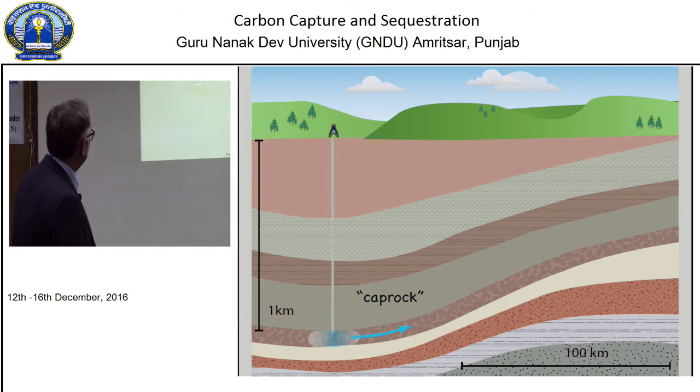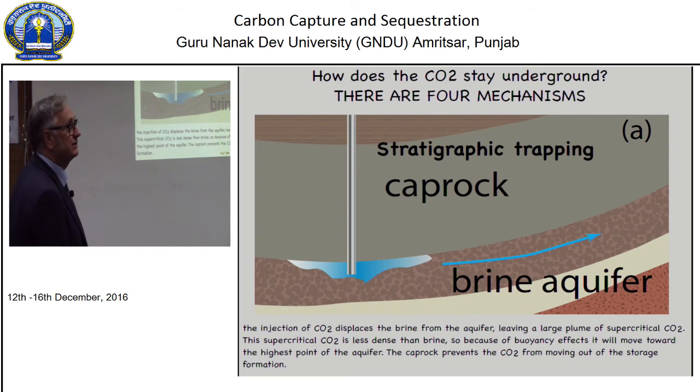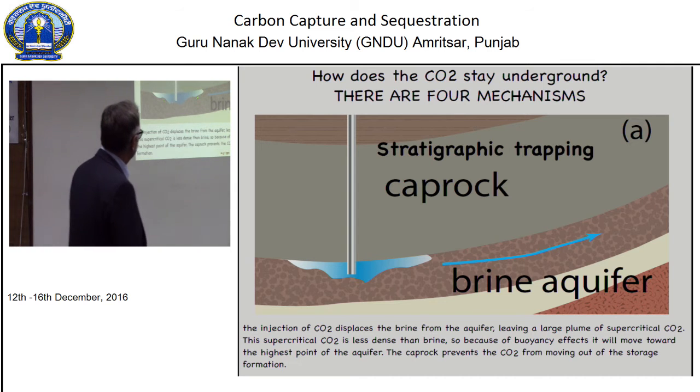So the first thing that happens, there are 4 mechanisms for this to stay underground. And the first thing that happens is called stratigraphic trapping, which is to say it just is blocked from going uphill. And so here's a picture of our CO2 plume in this brine aquifer, and it's trapped.